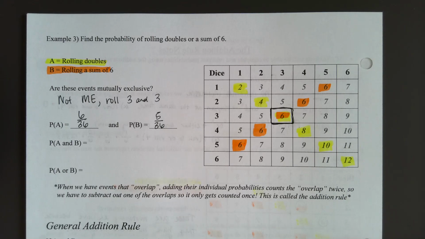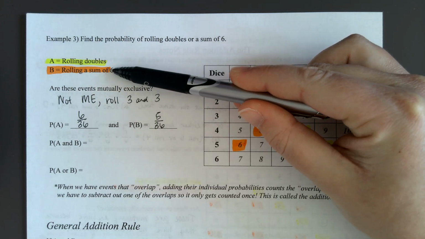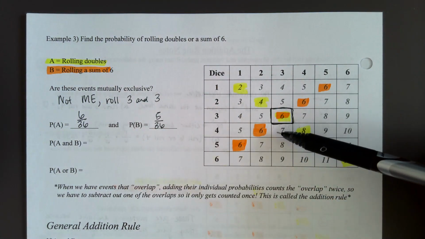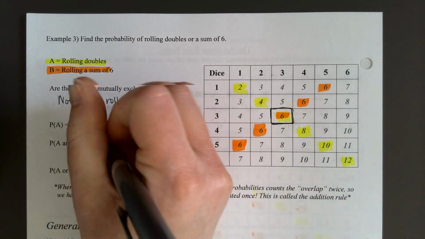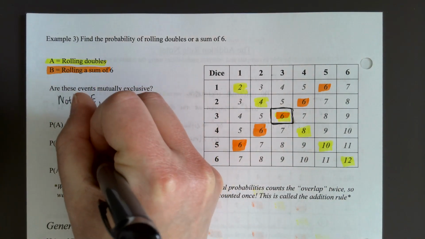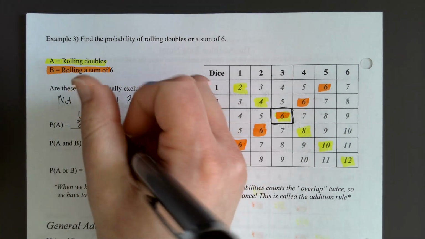So the probability of A and B, remember, this is the probability that they occur together. So the fact that we're going to roll doubles and also roll a sum of 6, well, we have one of those opportunities. We have one time where I can roll both and satisfy both of those events. So I have a 1 out of my 36. Remember, this is the probability that they occur together.